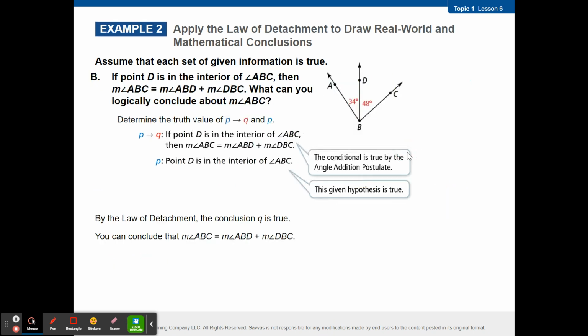Okay, let's take a look at example B. Again, we're going to assume everything is true. If point D is in the interior of angle ABC, then the measure of ABC equals the measure of ABD plus the measure of DBC. What can you logically conclude about the measure of ABC? First off, this right here, what is that? That's something we've already covered. What do we call that when we're adding two angles together to equal a whole angle?